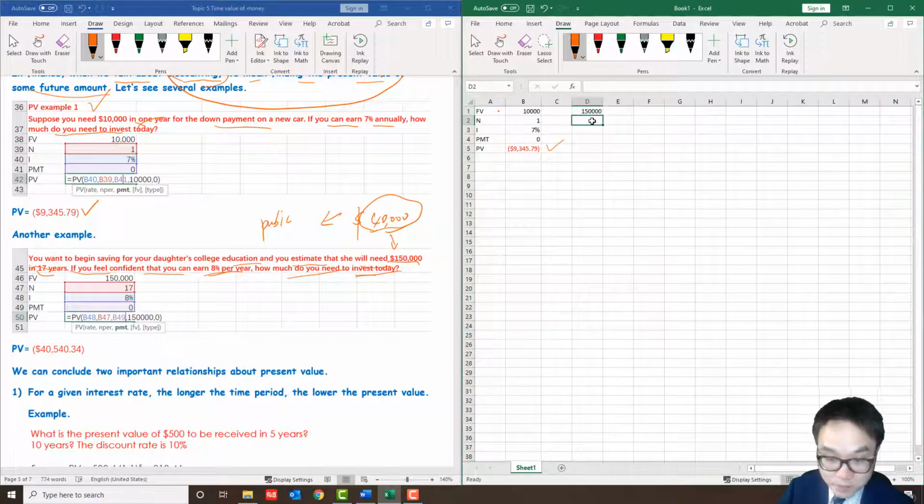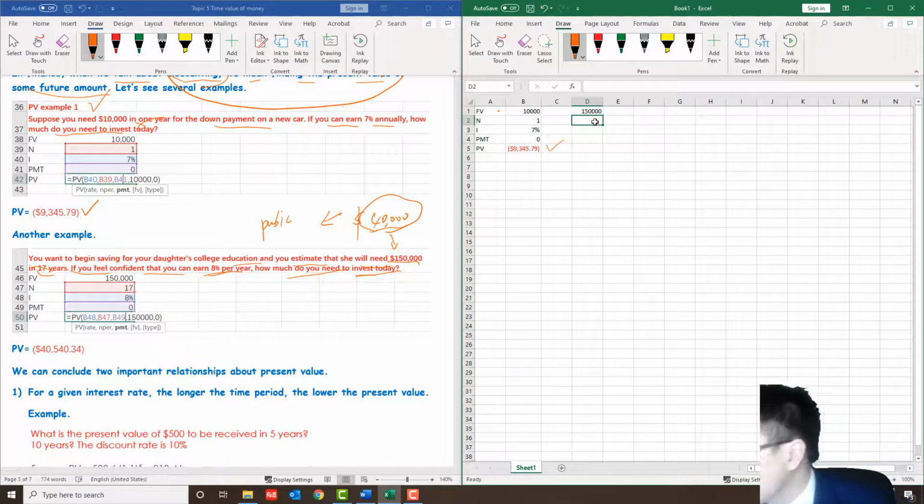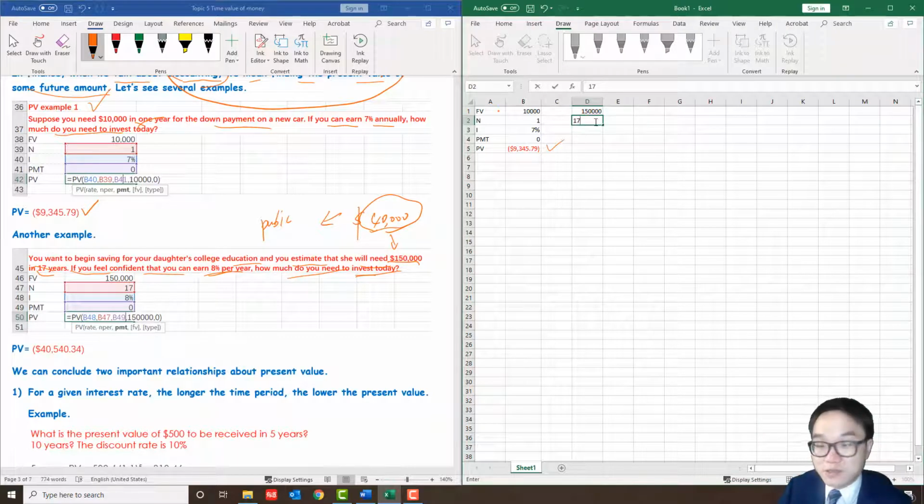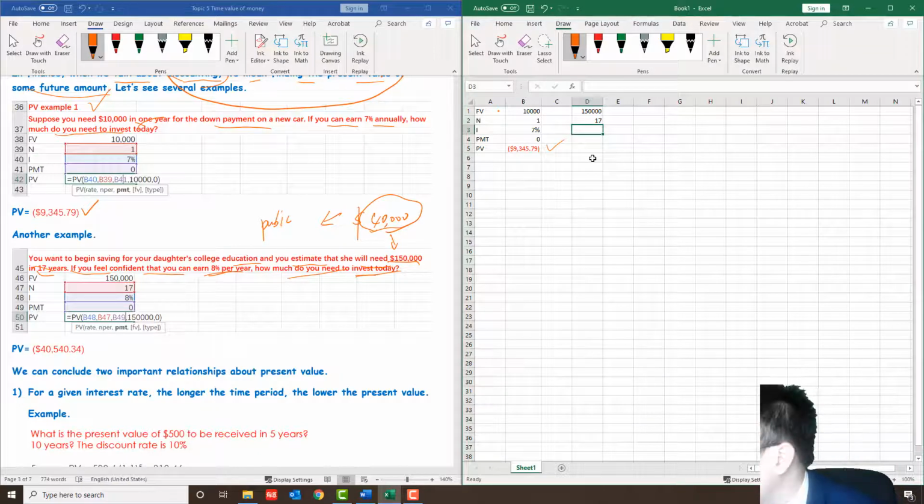Periods, how many years? 17 years, right? Okay, interest rate is 8%. Put 8% there.